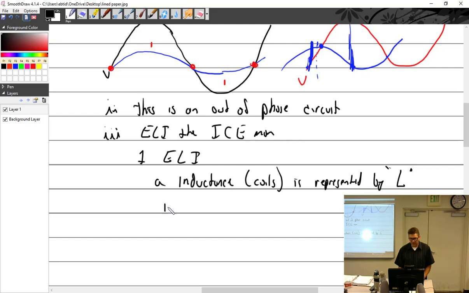So in an inductive circuit, voltage E leads current I.